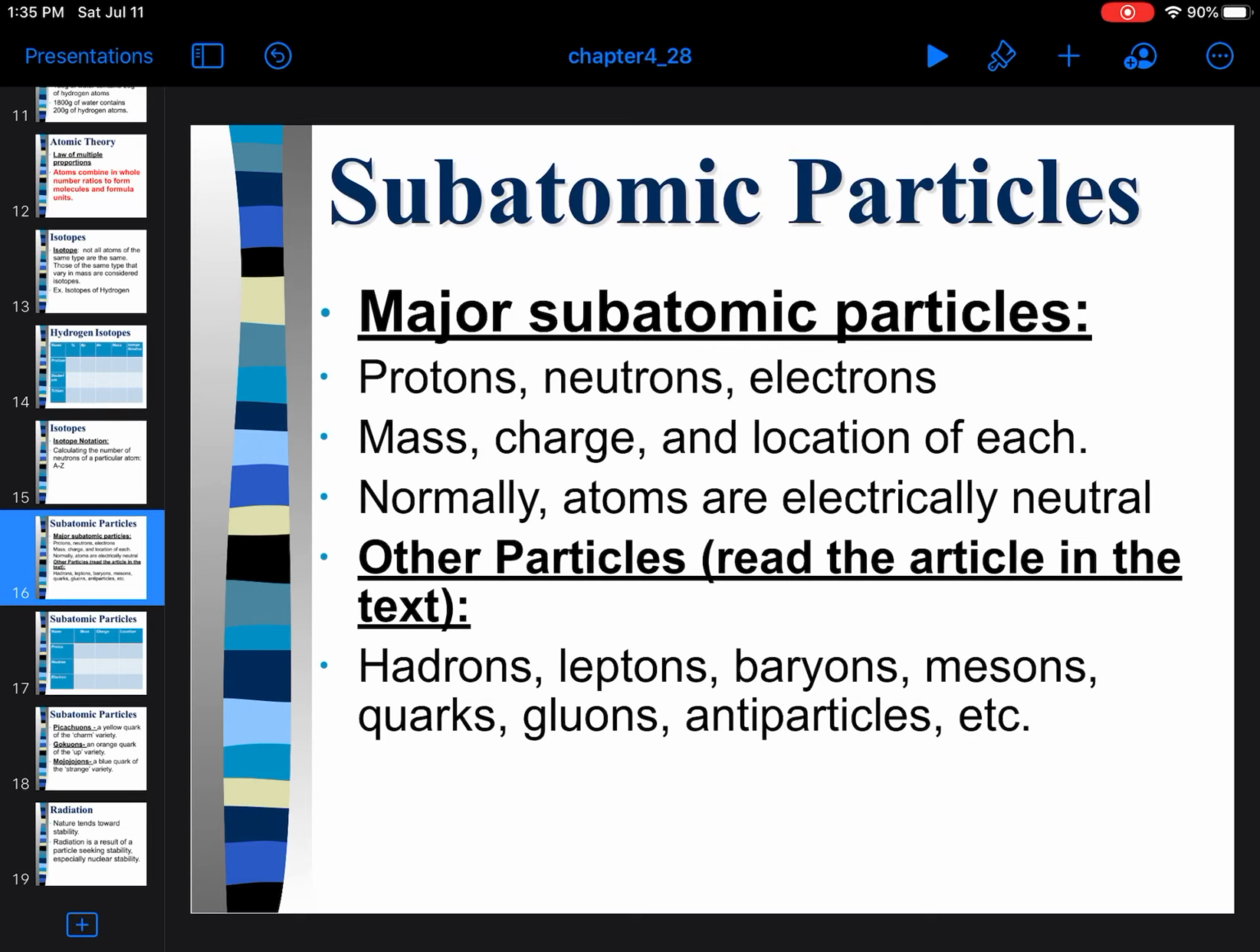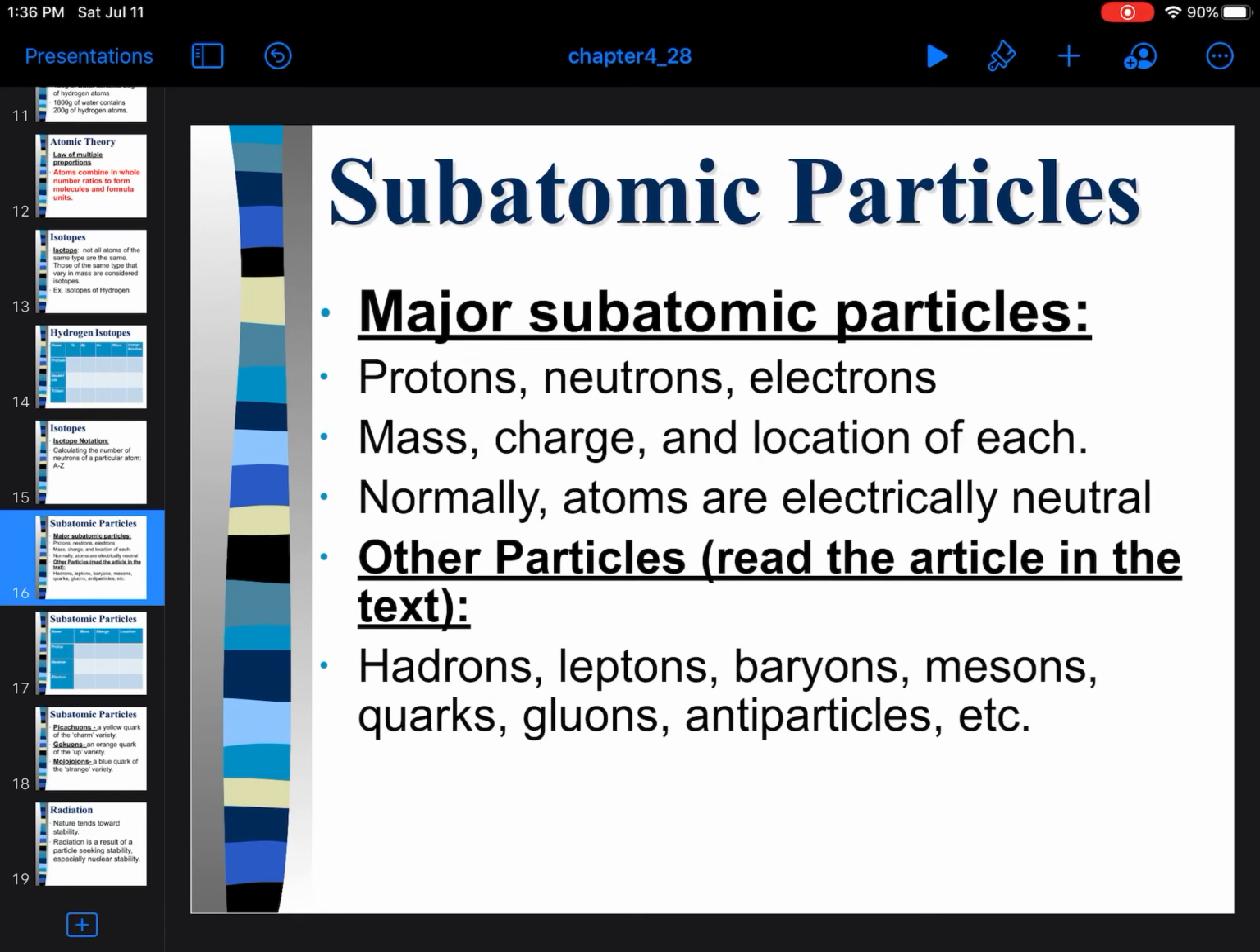But I will say this thing, the other particles. Go ahead and read the little article that's in your textbook about the hadrons, leptons, baryons, etc. And you just have to know the definitions for the test. So I'm not going to sit here and go over those definitions except to kind of highlight a couple of things. We could take the protons, neutrons, and electrons and categorize them into two different types, hadrons and leptons.